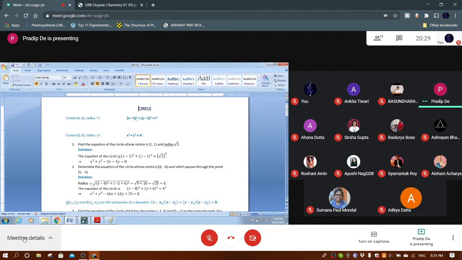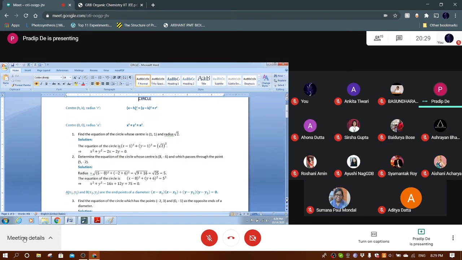Question. Find the equation of the circle which has the points minus 2, 3 and 0, minus 1 as the opposite ends of a diameter. Simple, direct application.